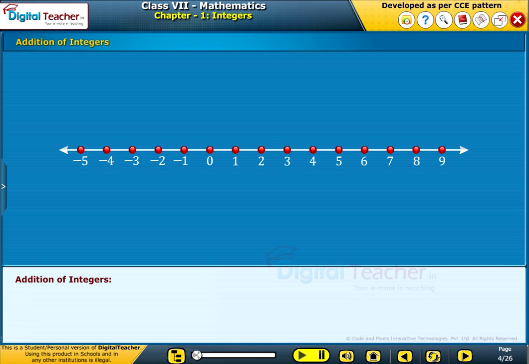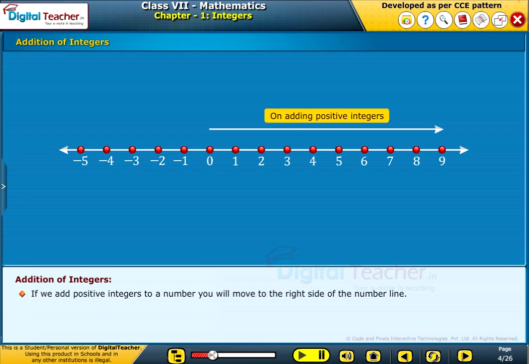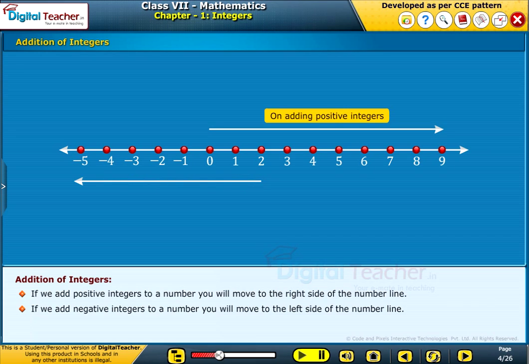Let us review the addition of integers on a number line. If we add positive integers to a number, you will move to the right side of the number line. If we add negative integers to a number, you will move to the left side of the number line.